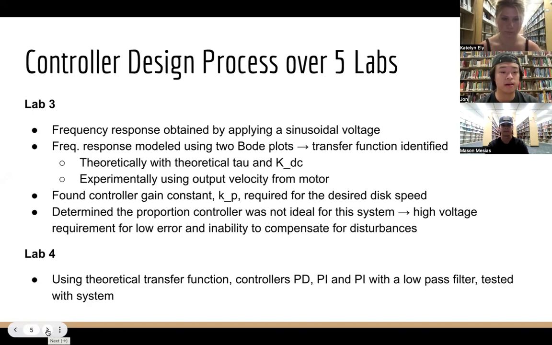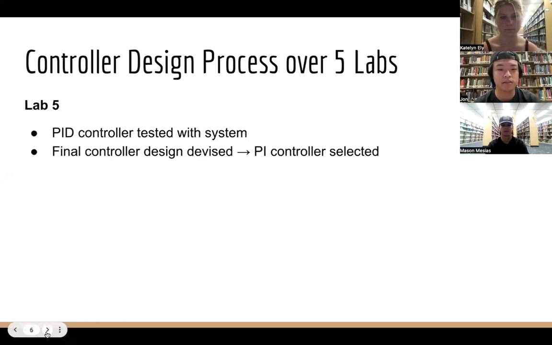In the next lab four, using the transfer function, we were able to test the PD controller, PI controller, and a PI controller with the low pass filter. Finally, in lab five, we tested our PID controller, and we determined that the regular PI controller was the ideal controller.